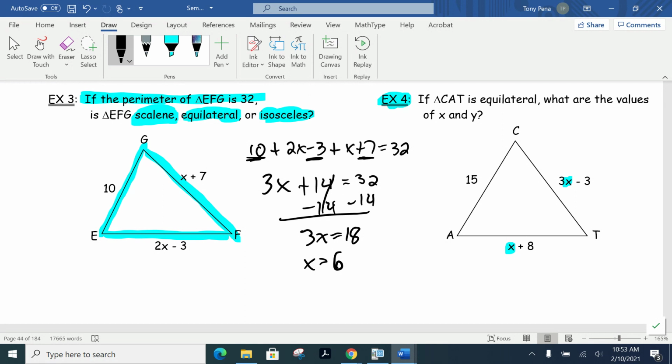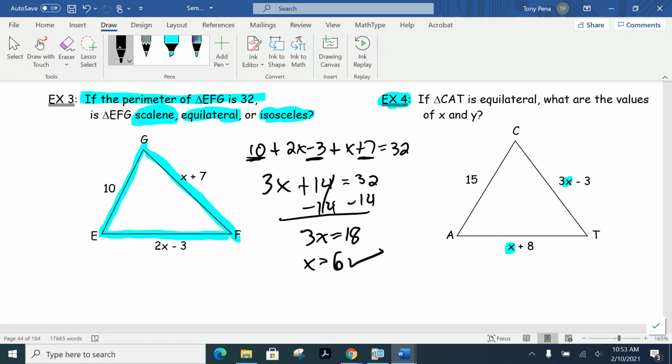When we do our little quiz on Friday, I think I mentioned yesterday that we're going to go over this today. We'll review tomorrow, quiz on Friday. Make sure you answer your question, because a lot of these require you to solve for x, but the x has nothing to do with our answer. You're not going to put 6 in the answer box on Friday. What the question is asking, is this scalene, equilateral, or isosceles?